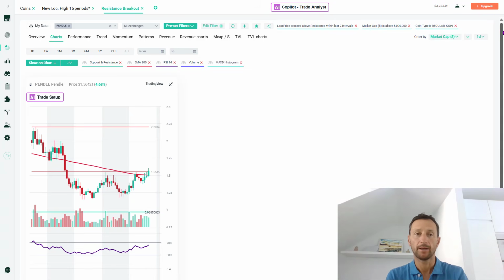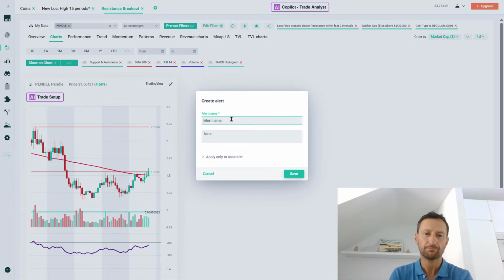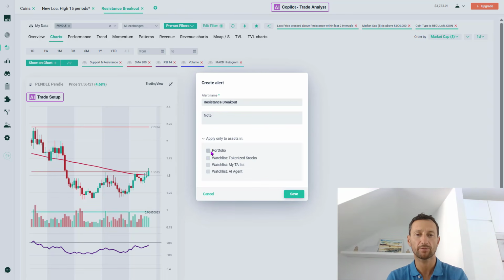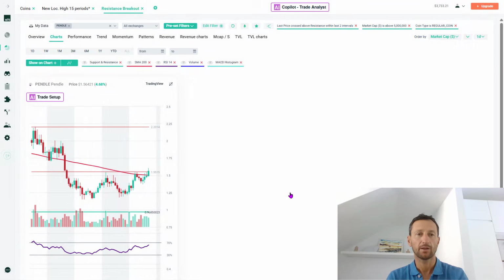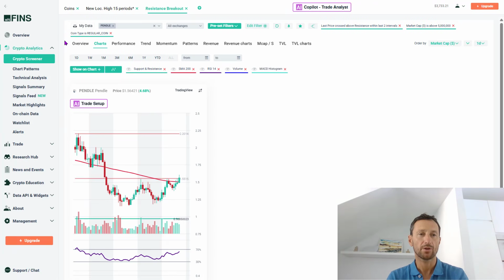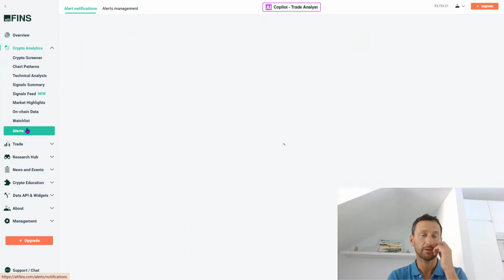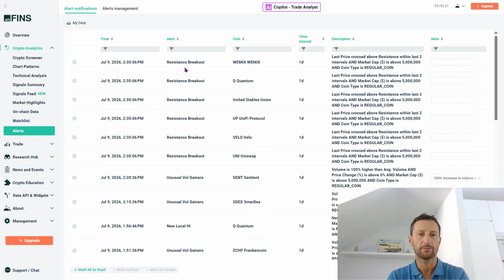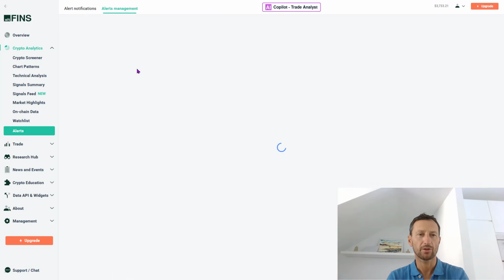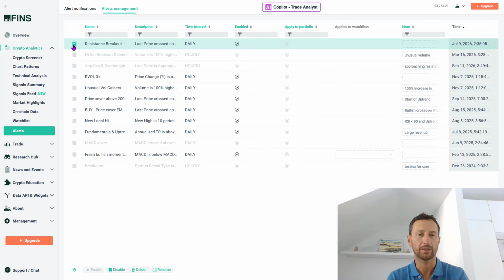Also, I wanted to show you that if you are going to use this preset filter, you can also create an alert out of it. Resistance breakout. Okay, you can give it more description here. You can apply it just to your portfolio or just to your watch list, and then you'll receive emails and alerts on the platform. So if I come here, I'm already getting resistance breakout alerts here. You can manage the alerts that you have right here. This is the one that I just set up here. I can delete it.